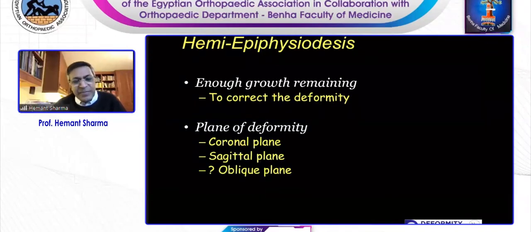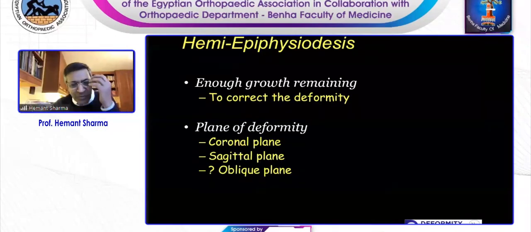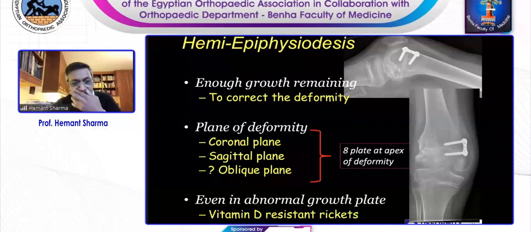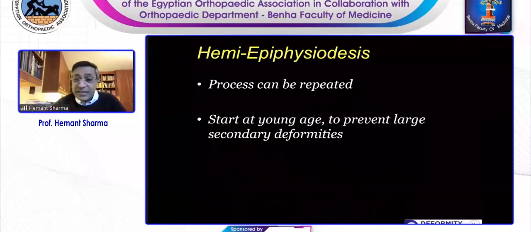We can correct practically all planes. Some are easier than others, and sometimes an oblique plane can also be a possibility, as long as we can put the 8-plate at the apex of the deformity. We can also correct in some abnormal bones, though it doesn't work as well then. The biggest advantage is the process can be repeated.